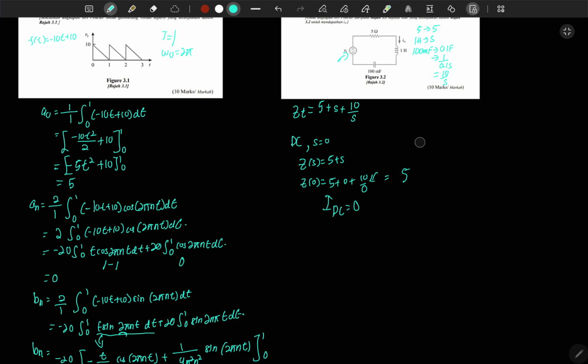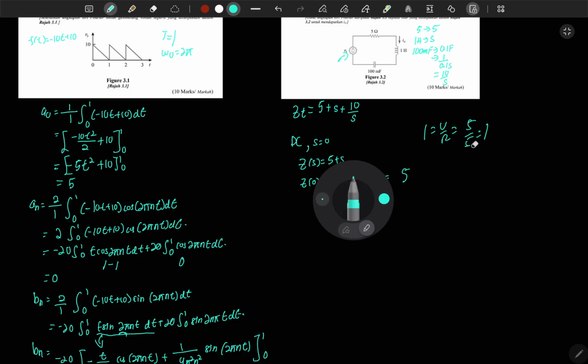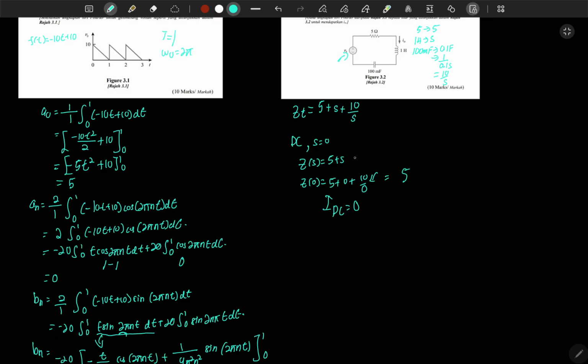So we know that I is equal to V over R. 5 over 5 would give us 1. So our IDC would have become 1. In this case, we had 10 over S and it became 10 over 0, which is infinity. So 1 over infinity is 0. Now we're going to find the AC.